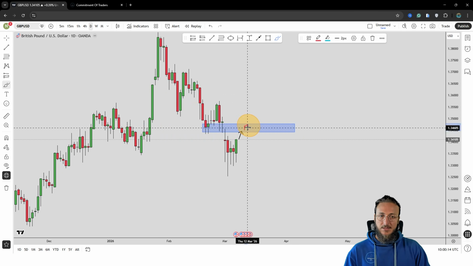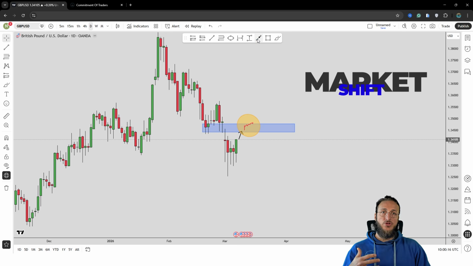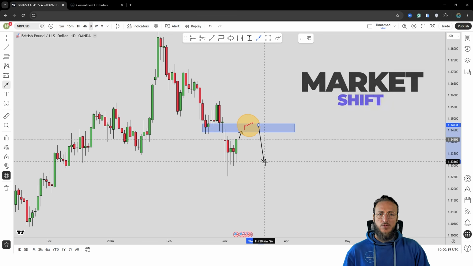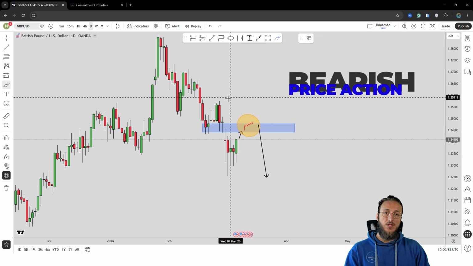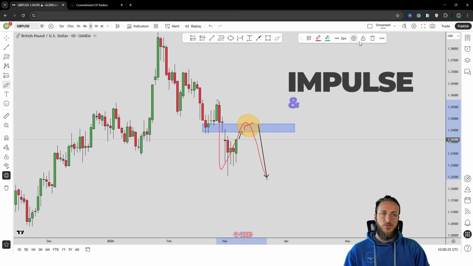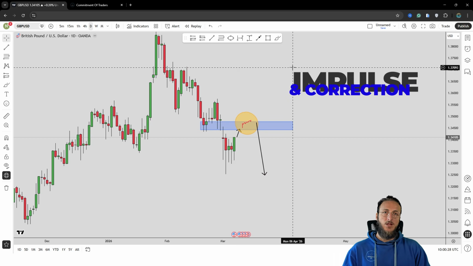Therefore, what I would expect is that if this market would shift from an intraday bullish to bearish market, I wouldn't be surprised to see a potential rejection lower away from this area for the market to complete this daily impulse correction and impulse pattern to the downside. That definitely wouldn't surprise me.